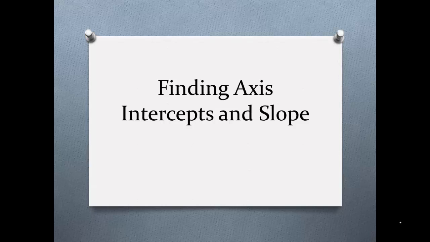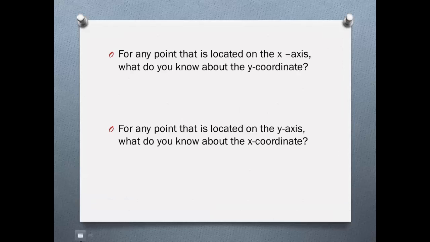This video will discuss how to find axis intercepts for a line and how to use those intercepts to help you find the slope of a line. The first couple questions we want to look at involve the coordinates of points on the axes. So the first question is, for any point that's located on the x-axis, what do you know about the y-coordinate?